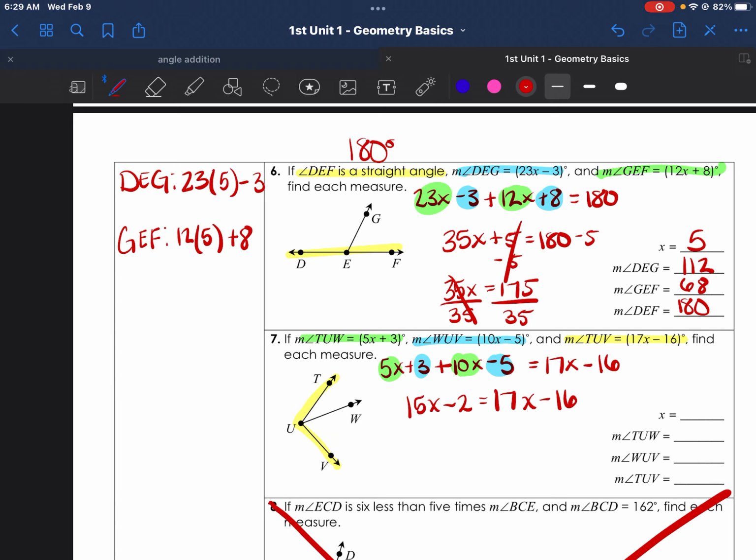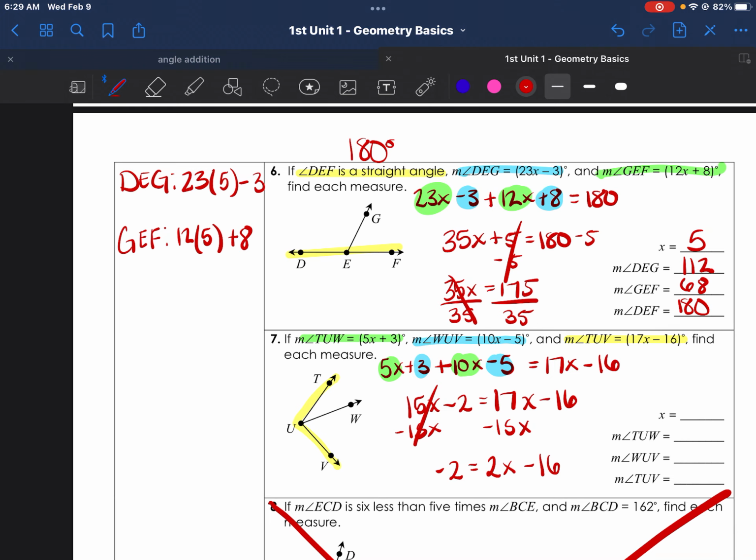Okay? So let's first of all move your x's to the side with the biggest x value, which means looking at 15x and 17x, which number is bigger? 17, of course. So that means you need to move your 15 from the left to the right. Because that's a positive 15, you're going to subtract 15x. So that means you're going to have negative 2 on the left is equal to 2x minus 16.